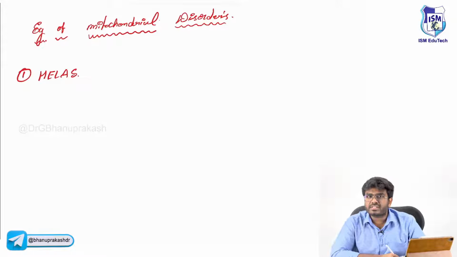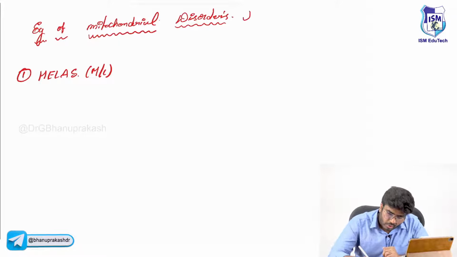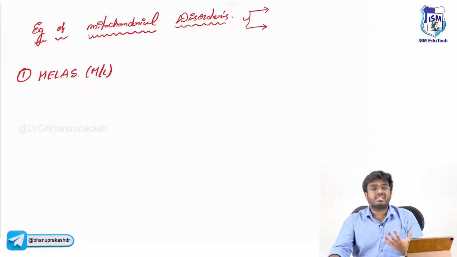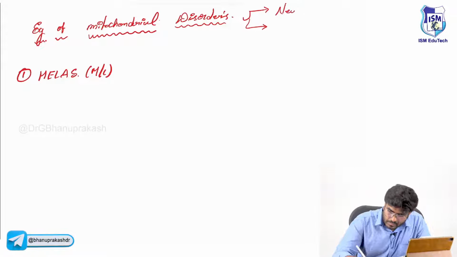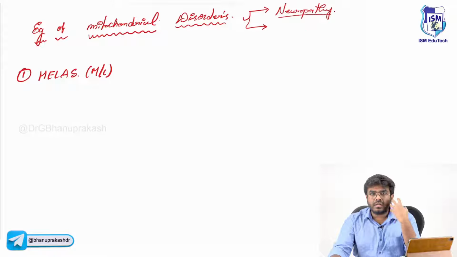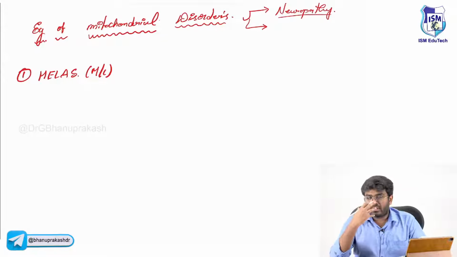MELAS is the first, and the most common mitochondrial disorder. First of all I am telling you, in all these mitochondrial disorders, mitochondria are the source of ATP. Mitochondria is the place where ATP is generated. It's the powerhouse of our cells. We need ATP continuously, especially our neurons. So in all these mitochondrial disorders, there will be neuropathy. Even vision is continuously happening, with electrical impulses traveling.